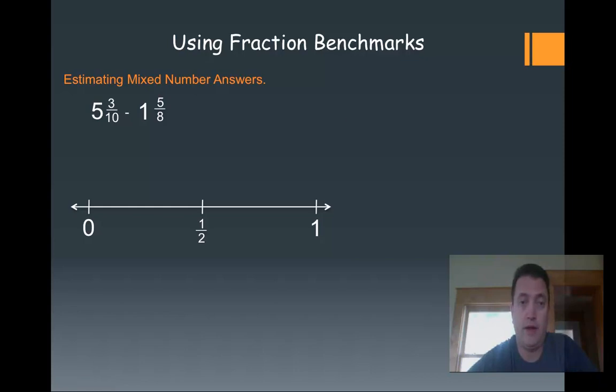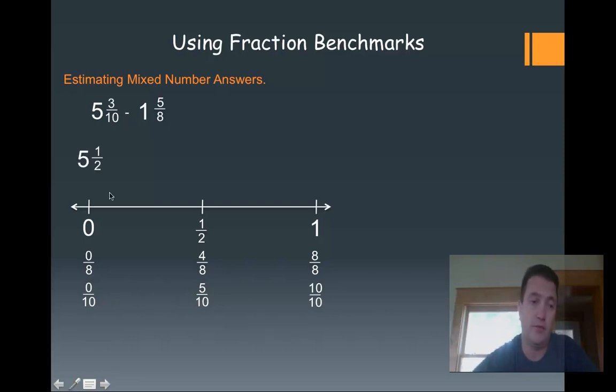5 and 3/10 minus 1 and 5/8. So I'm going to put those 8ths and those 10ths on there again. 3/10 is only 2 away from 5/10, but 3 away from 0/10, so it's closer to 1/2. So that would be 5.5. 5/8 is also closer to 1/2. We did that a little bit earlier, so I'm going to do minus 1.5, which equals 4. So my answer here should be close to 4 when I'm done.